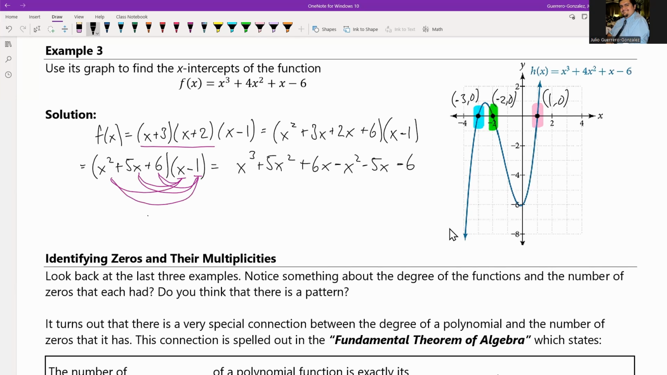Okay, this cleans up. x cubed, there's an x squared here, there's 5x squared here, there's a minus x squared, so that leaves me with 4x squared. There is a plus 6x and a minus 5x, so it's going to be plus just one single solitary x, minus 6. That's the only thing that's left without anything to combine with. Now, look at this. You guys see that? That and that do match up.